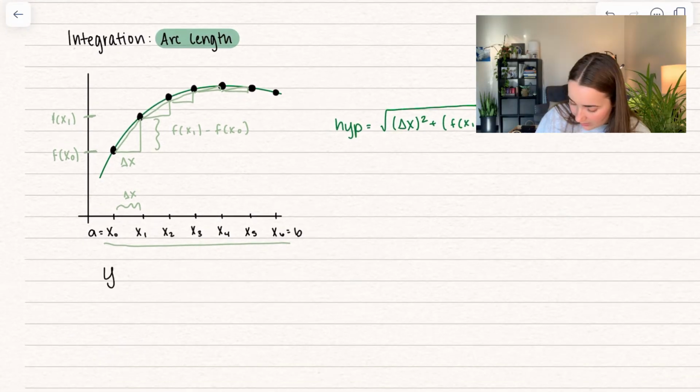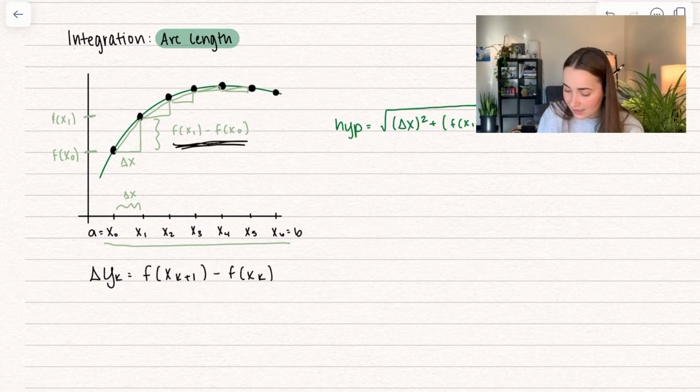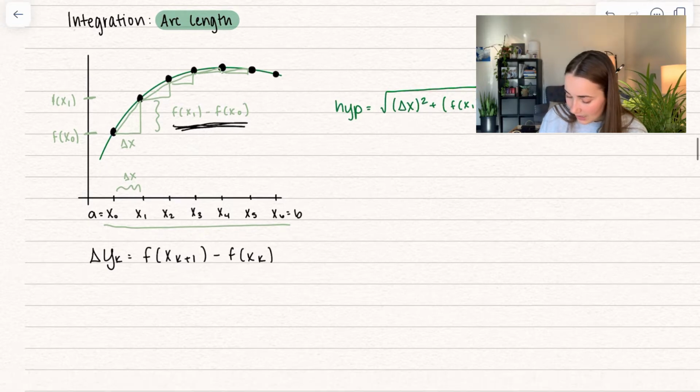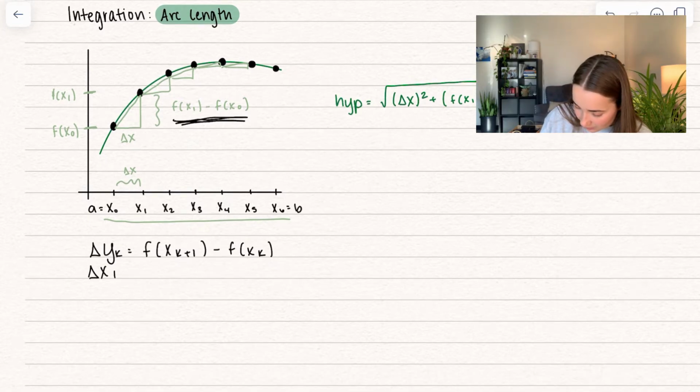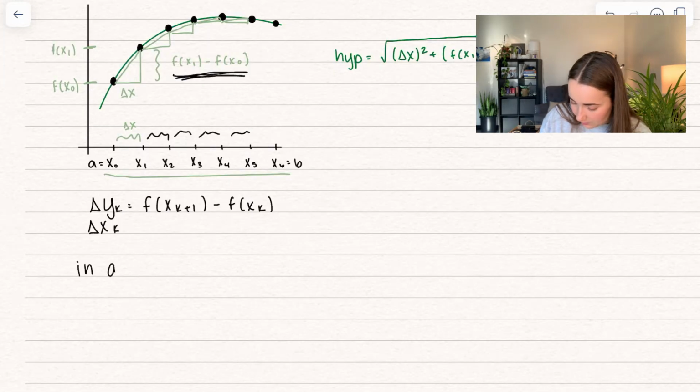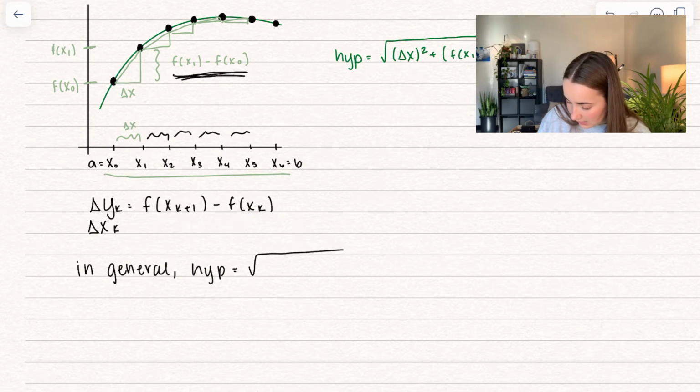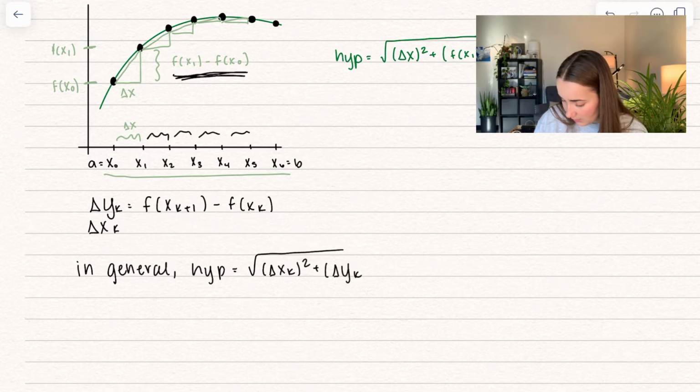We're going to call delta yk the distance f of x(k+1) minus f of xk, and that's always going to represent that leg of the triangle, right? So here we have f of x1 minus f of x0. And also we have delta xk, and that's going to represent all the lengths between these. So in general, the hypotenuse of each of these is the square root of delta xk squared plus delta yk squared.